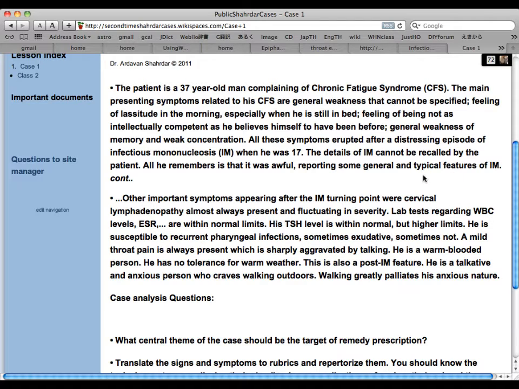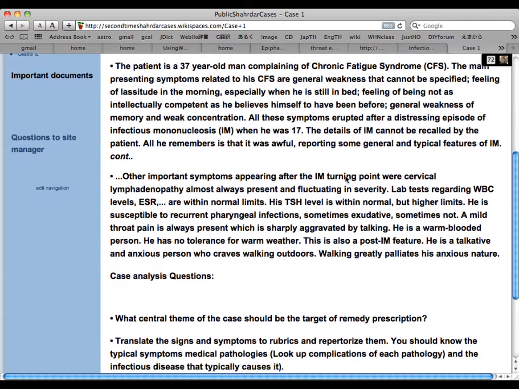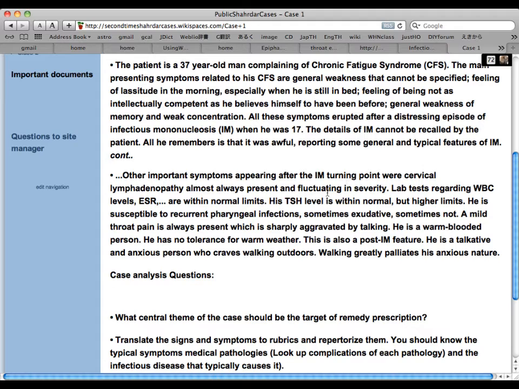Okay, so this is a very common situation because when somebody becomes very weak, very sick, often they can't remember what happened. You have to talk to the family, but the patient himself can't remember the details because they were too sick. And furthermore, he's continued to be weak, right? So, although this is a case about mononucleosis, it's a very common reason to have a paucity of symptoms.